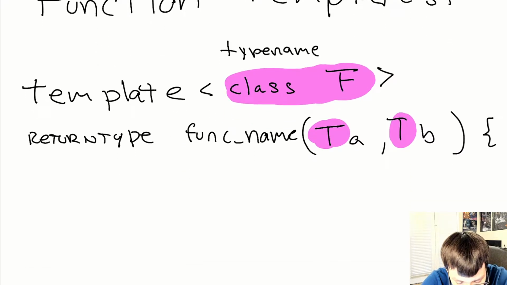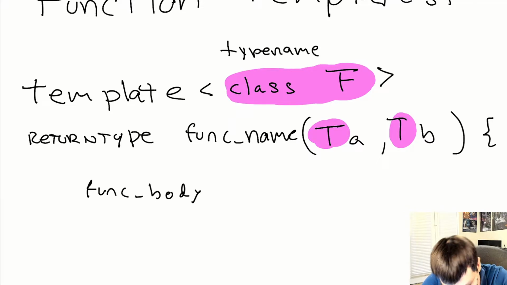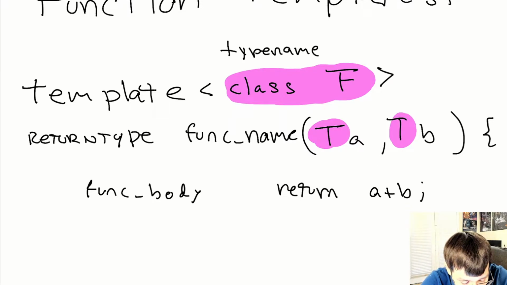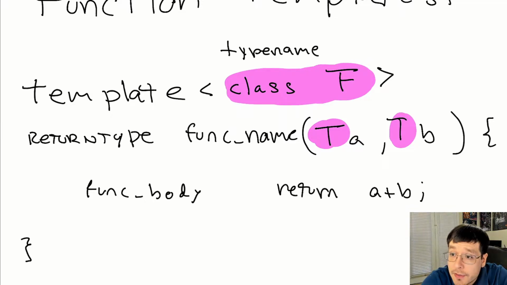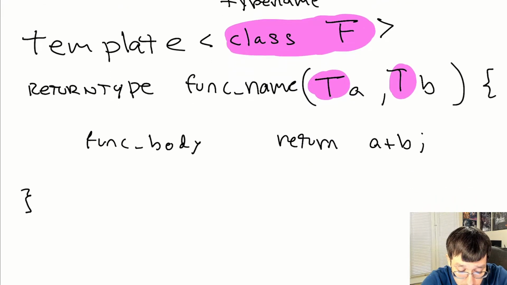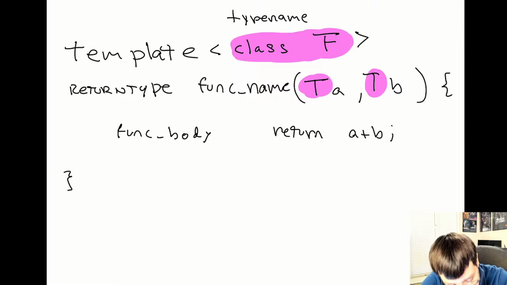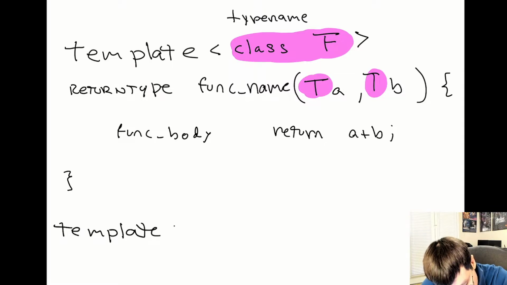So, function body, which could be something like return A plus B. Okay? And then you close your function. And this is it. So in the case of the addition, it's going to look as follows. And then we'll hop on the computer to start coding it.